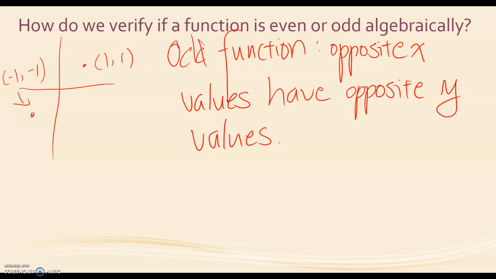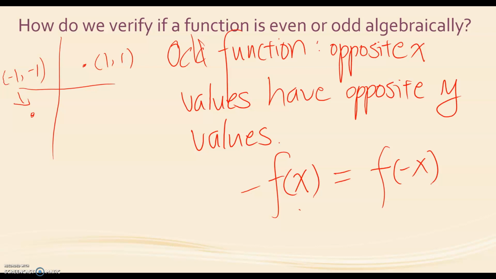Now, how do I translate that into an equation? Well, if I have a function f of x, the opposite x value will be f of -x. That's the opposite x value. But they don't share the same y value. Their y value is also opposite of each other. So we end up seeing something like this, where negative f of x equals f of negative x. Opposite x value has opposite y value.